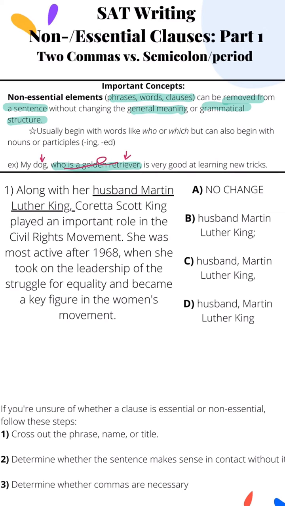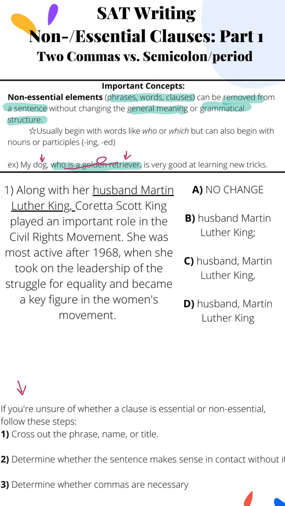So if you're ever unsure of whether something's essential or non-essential, you can follow these 3 steps. Try crossing out the phrase and then read the sentence in your head. Does it still make sense without it? If it does, then it's non-essential. If it doesn't, then it is essential and you cannot remove it from the sentence. So keep those rules in mind when you're solving questions about this on the SAT.